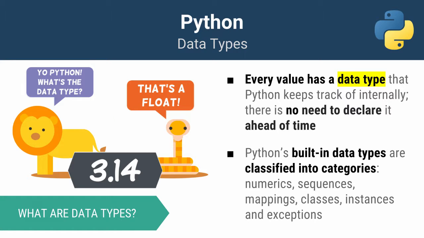It will figure it out for itself and it will track it internally. The Python language has many built-in data types, and all of these data types are categorized. Some of the categories are numerics, sequences, mappings, etc. We're going to be focusing on the big ones, the ones that you really need to know.